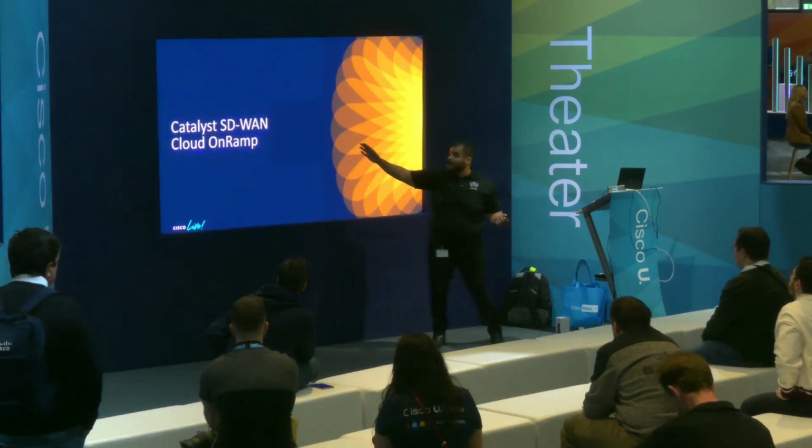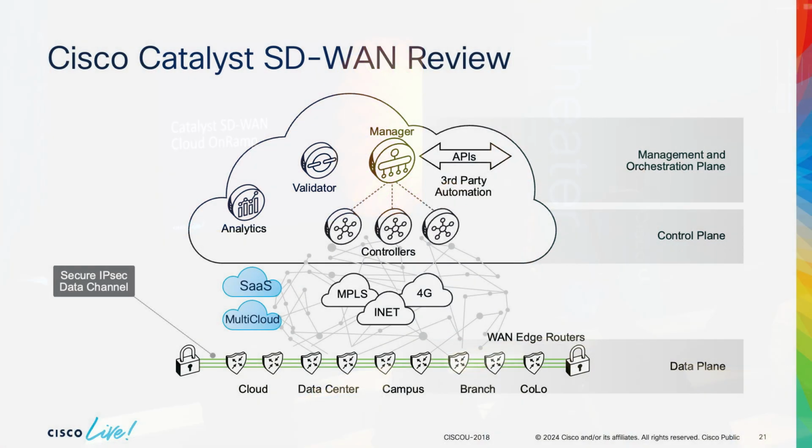SD-WAN Cloud onRamp. This is the name of this feature on Cisco Catalyst SD-WAN that gives you the ability to get connected to the cloud using SD-WAN, of course. So here we have some different features. The core of SD-WAN is nothing that we are going to be discussing, because my friend here, Patrick, discussed it yesterday, and there's going to be another session about it later on. You can also watch my YouTube videos about SD-WAN.